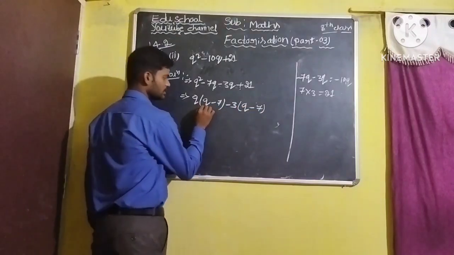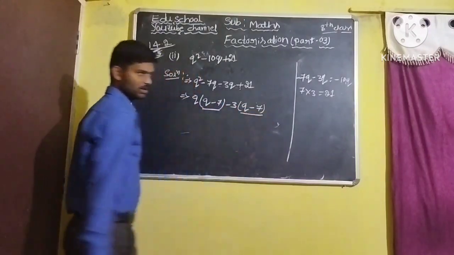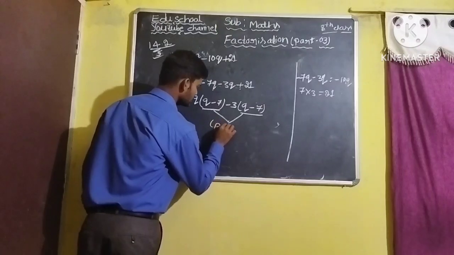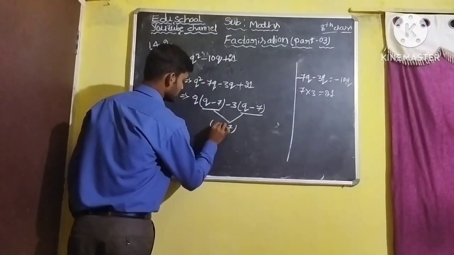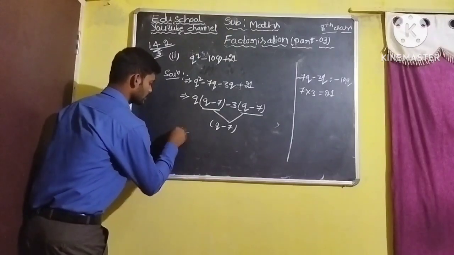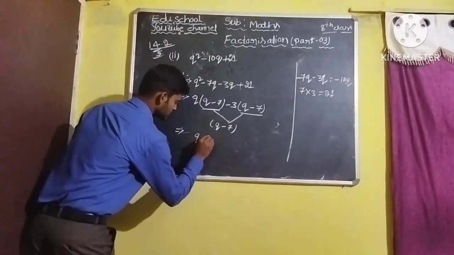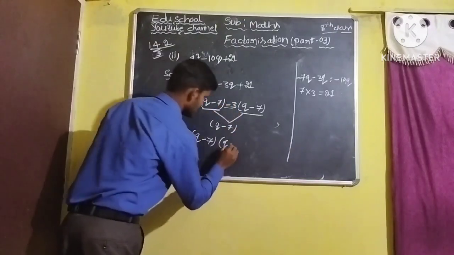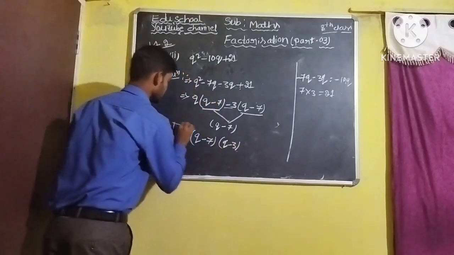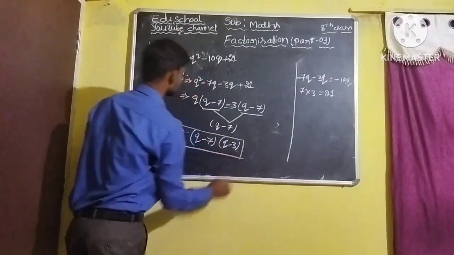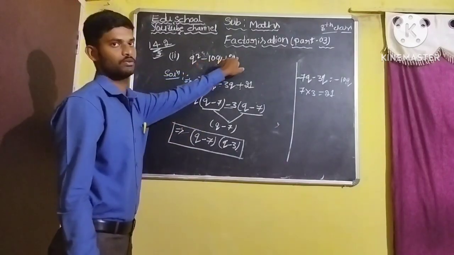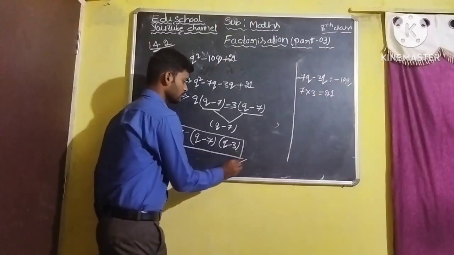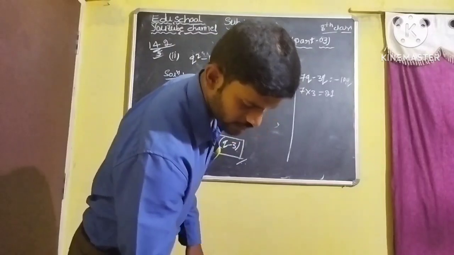So observe here, this term is similar, this term is also similar. In the place of both terms I can write only one term, that is q minus 7. So in the final answer what can we write? q minus 7 and q minus 3. So in the given problem the factors of q square minus 10q plus 21 are q minus 7 into q minus 3 only. This is your answer.